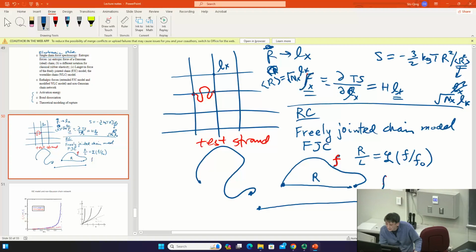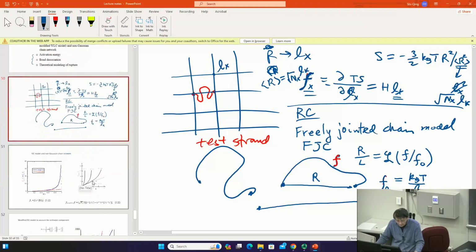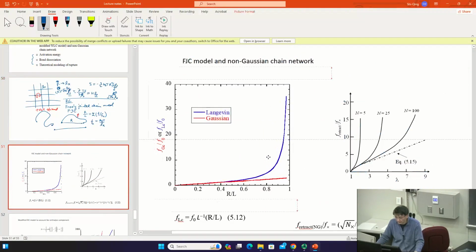Maybe I can even switch back to a lower case, just like the Fx here is tension. We call this tension. Here, this tension is normalized by a quantity we call F0, which is of the magnitude of kT divided by Kuhn length. So I'm not going to go through the details of how to derive this, except to share with you its behavior. And its behavior is given in the next slide.